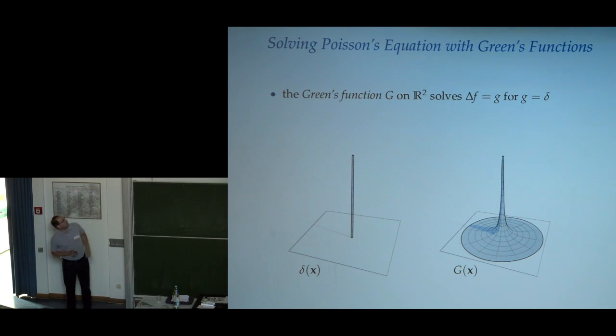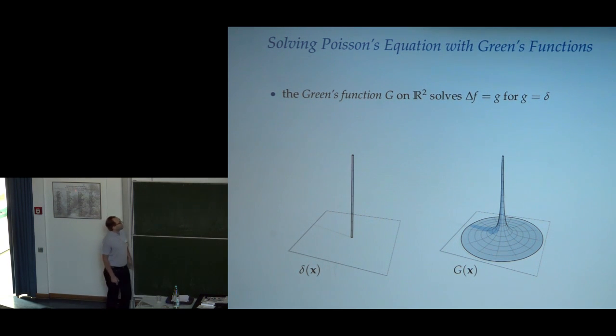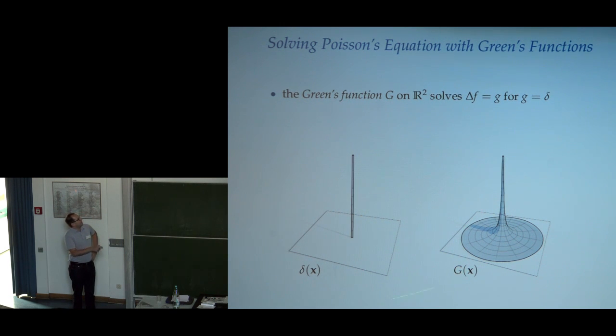If you're in Rn, there's actually a very easy way to solve the Poisson equation. And the way to do this is to use Green's function. So what's Green's function? Let's say I want to solve the Poisson equation for one very special right-hand side g. I want g to be 0 everywhere, except at one point. At that point, I want g to be the Dirac delta, an infinite spike at one point.